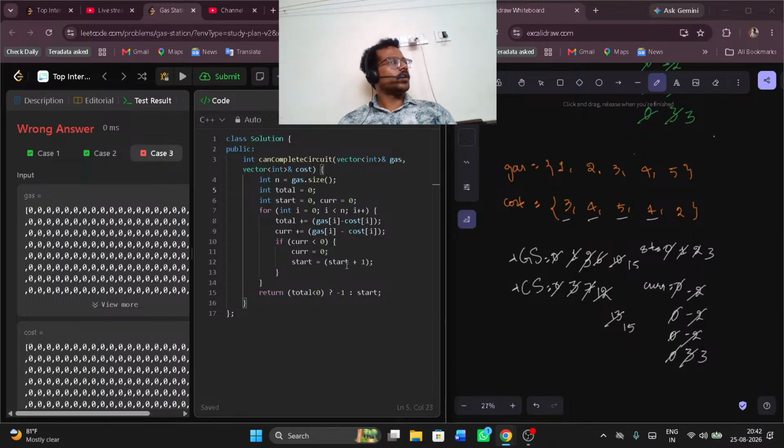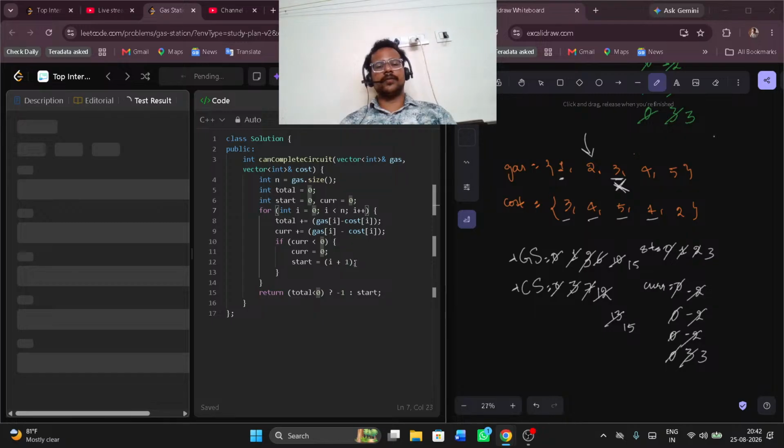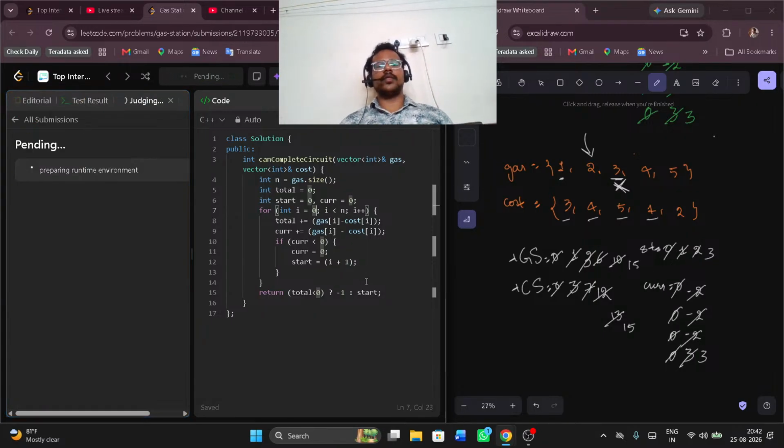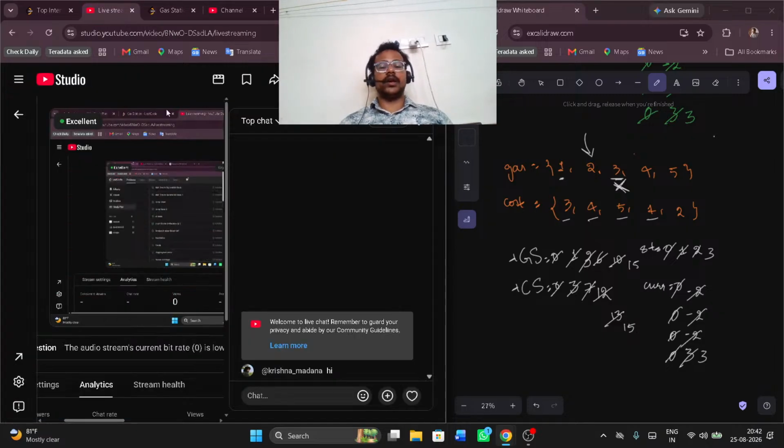We are just changing the start. If it is at this index and we got a wrong answer here, or we are out of fuel at this index, we are again starting from here. That's the main error, the bug which we have, right? So yeah, this would be the correct algorithm.